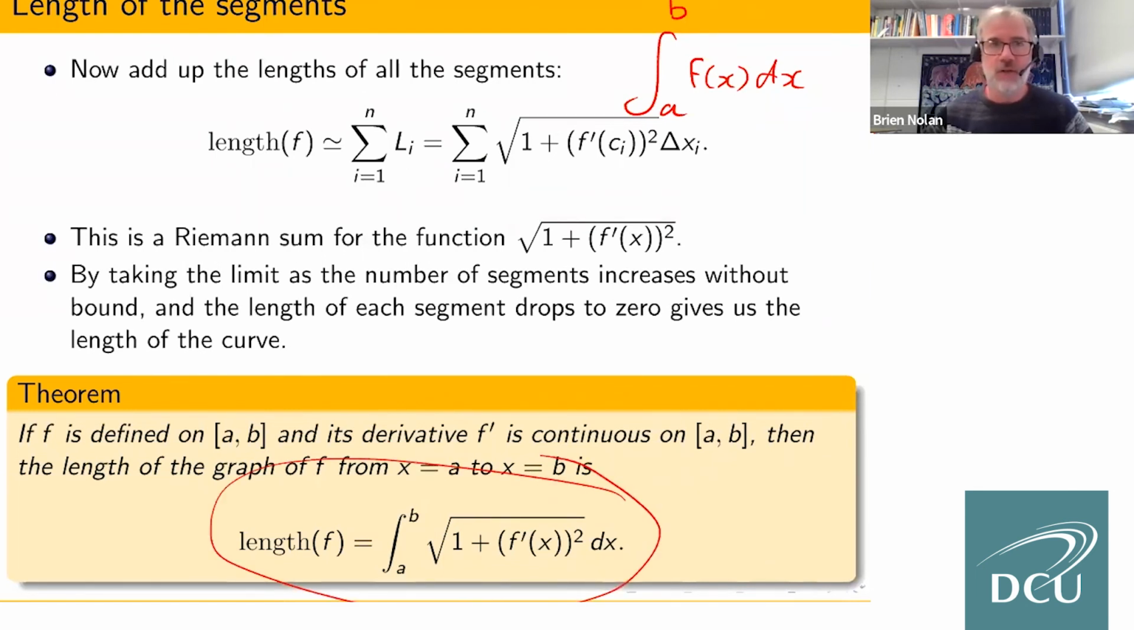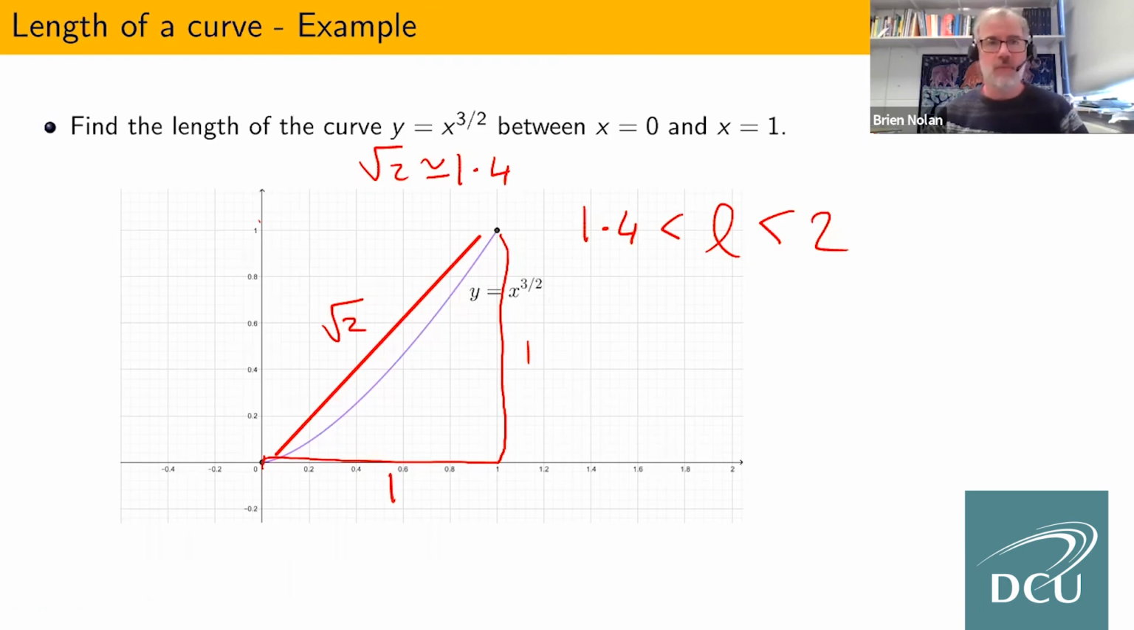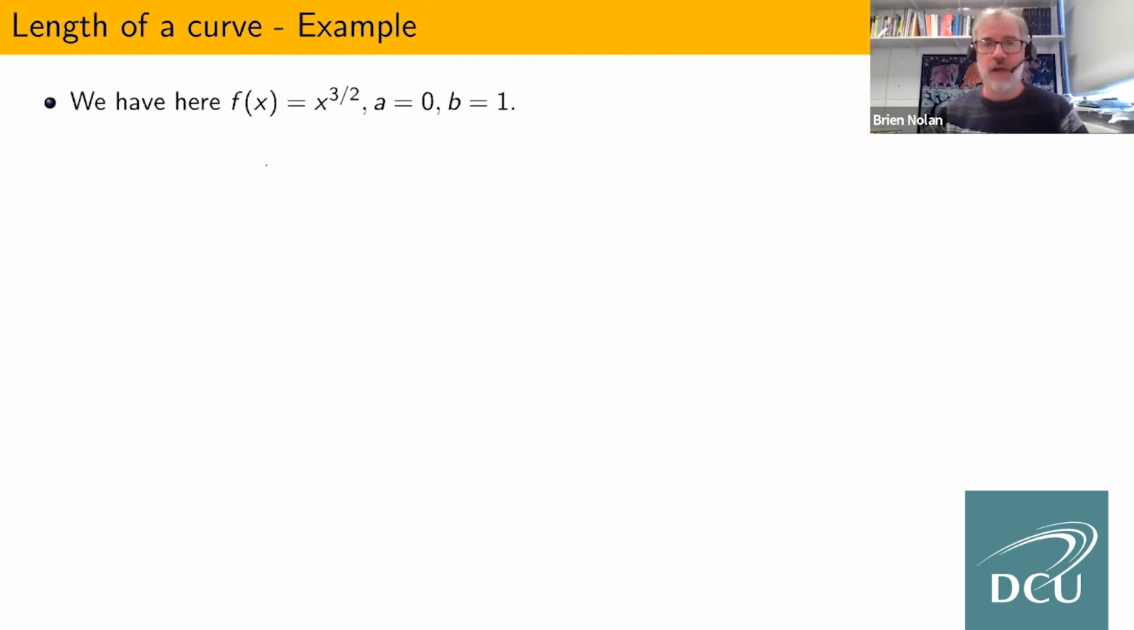See if we can evaluate that integral. So let's write down the data that we have. We're looking at the function f of x equal to x to the power of 3 halves. Our left-hand point is a equals 0. Our right-hand point is b equals 1. So we can fill out the different parts of the formula that we need.